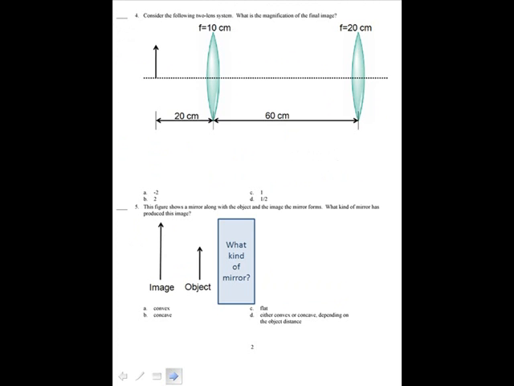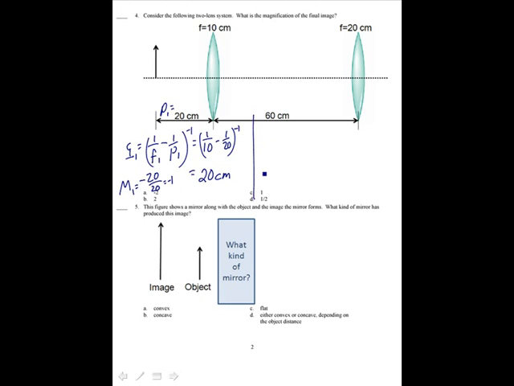Consider the following two-lens system. What is the magnification of the final image? Okay, well first, this is P1. Then we want to solve for Q1. That's 1 over F1 minus 1 over P1 to the negative 1. It's 1 over 10 minus 1 over 20 to the negative 1. It's a calculation we've already done. So it's 20 centimeters. And so the first magnification, M1, is negative q over p. That's negative 20 over 20, which is negative 1.